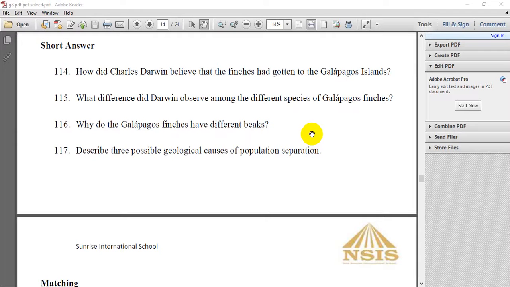This is the fourth video, and this will be the last video in solving the sheets. In the previous video, we stopped at question 113. So in this video, we will start with short answer questions from 114. Let's get started. In question 114, how did Charles Darwin believe that the finches had gotten to Galapagos Island?